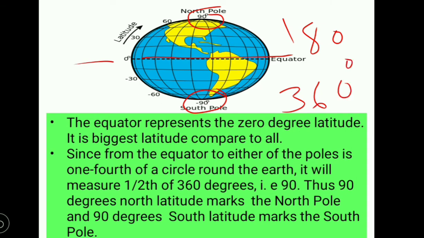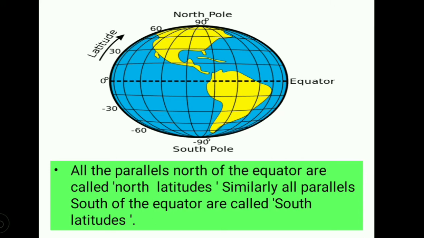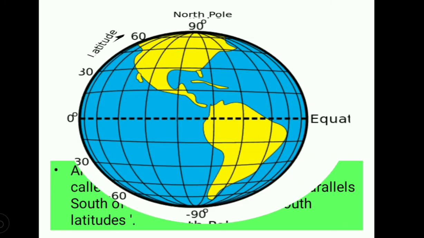A circle means the degrees are 360. The north pole and the south pole cover 180 degrees of the globe. And all the parallels north of the equator are called north latitudes, because those are located in the northern hemisphere, and these are the south latitudes, those are located in the southern hemisphere. This is all about the globe.